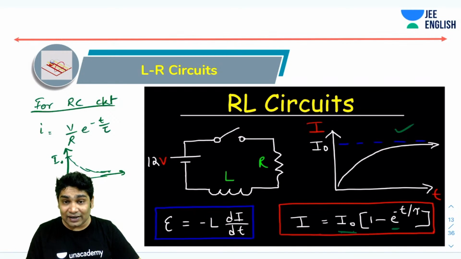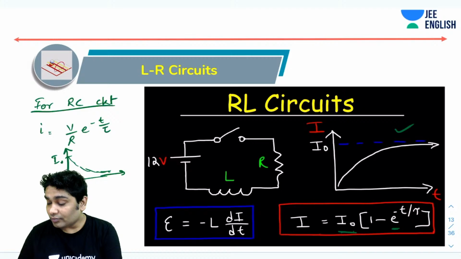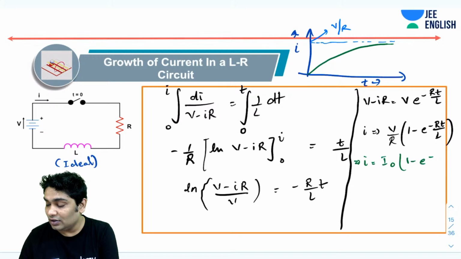So we are going to write a similar form of the equation, and then we are going to call L over R our time constant. So let's write that. It can also be written as I equals I naught times 1 minus e to the power minus t over tau, where tau is called the time constant of an LR circuit, right? And tau becomes equal to L over R.